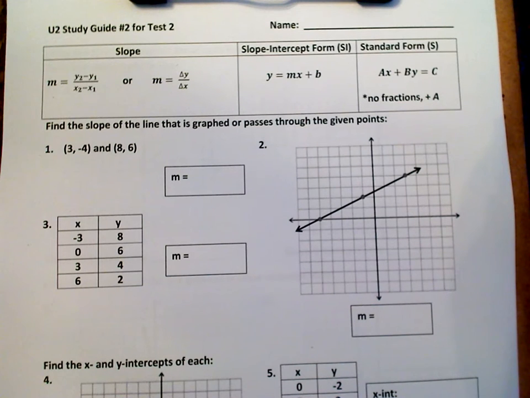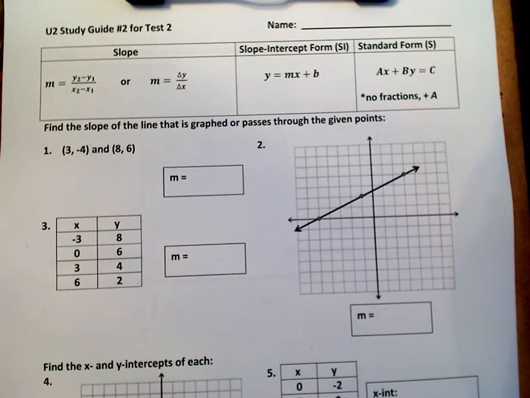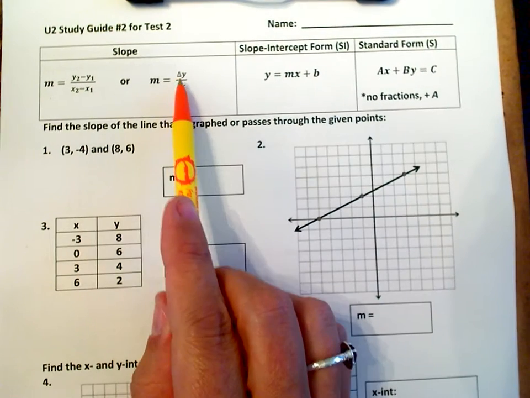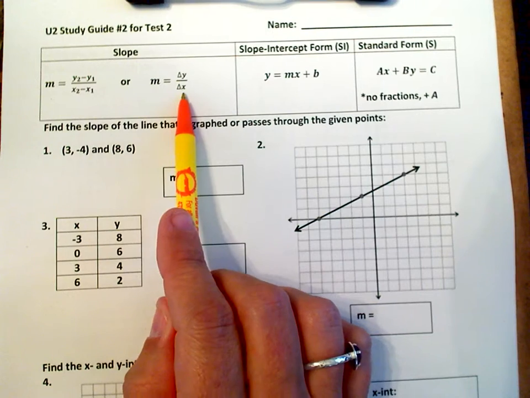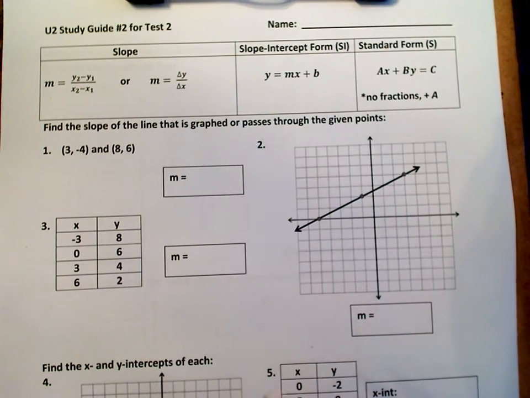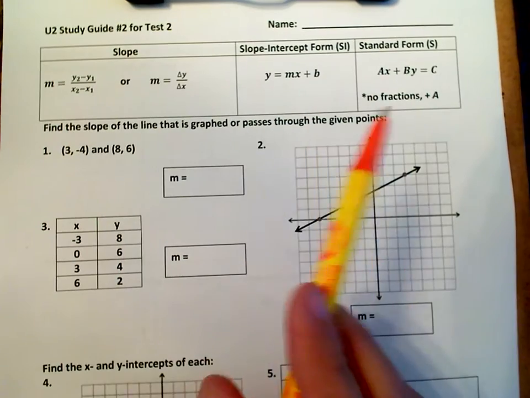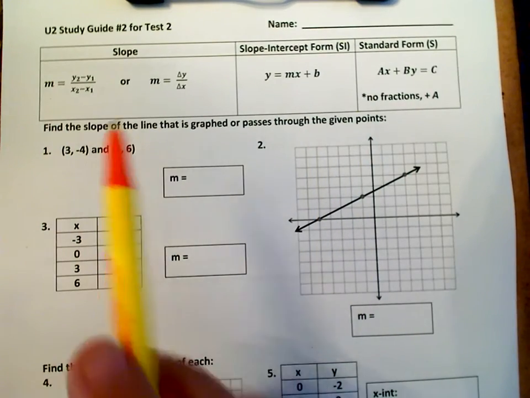Okay. On 1 through 3, it says to find the slope of the line that is graphed or passes through the given points. Remember, slope is just the change in y over the change in x, delta y over delta x. So for number 1, there's several ways you can do it. You can use the slope formula, but we talked about looking at the change.